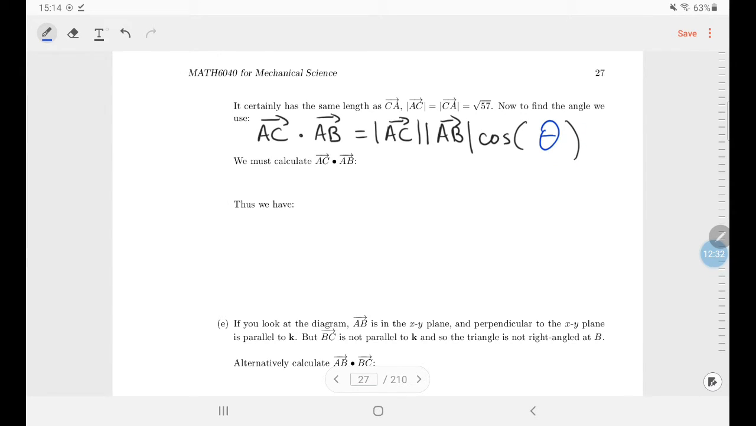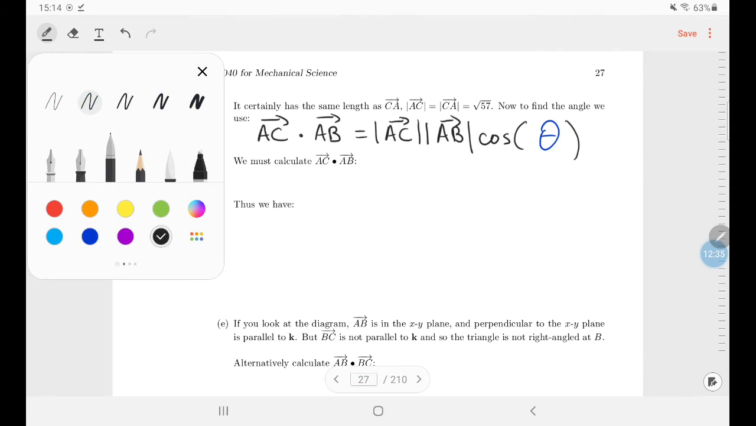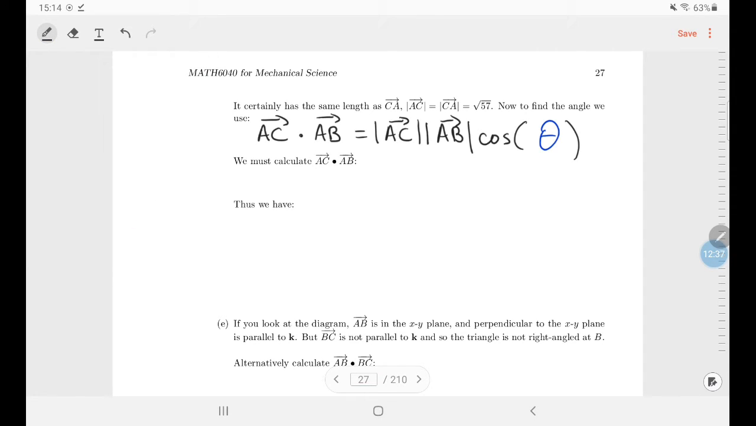So we're going to find the dot product. That's going to be easy. We've already found the length of A to C. We've already found the length of A to B. So we'll have an equation in theta. So let's do this dot product.